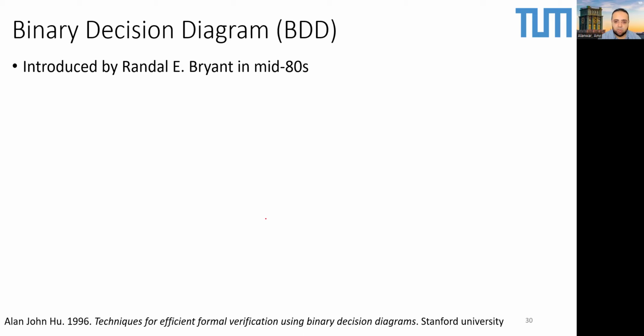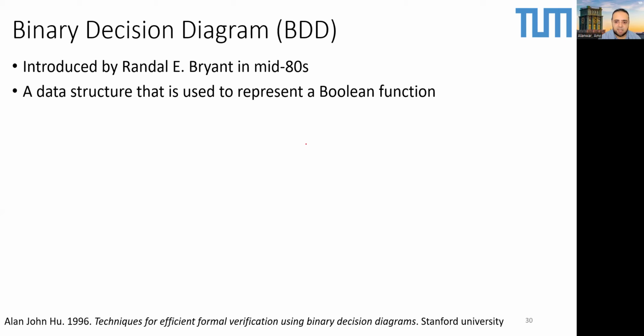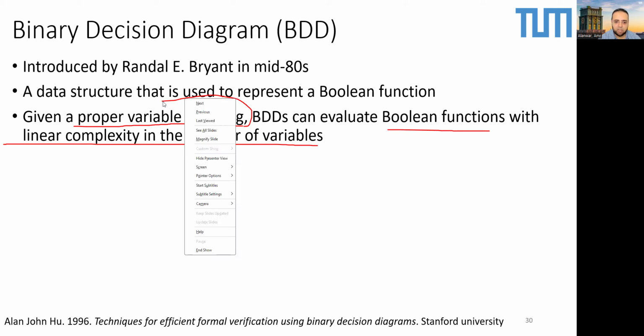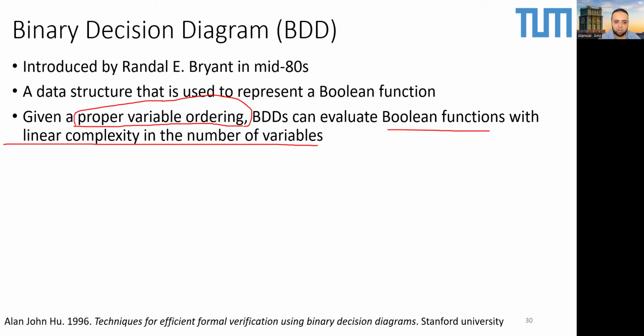I need also to briefly mention the binary decision diagram, which we compared against. It was introduced in the mid-80s, and it's a data structure for representing Boolean functions. And given a proper variable ordering, BDD can evaluate Boolean functions with linear complexity in the number of variables. However, finding the proper ordering is a very difficult problem.